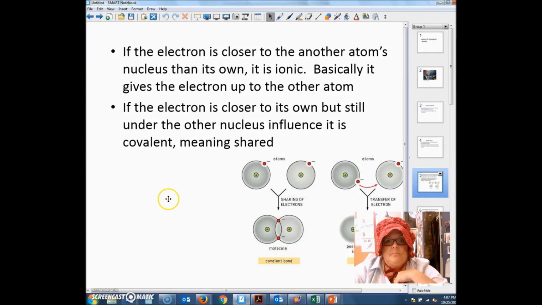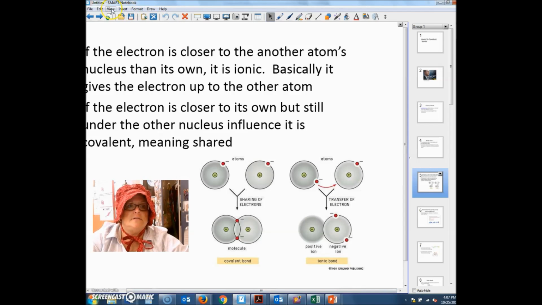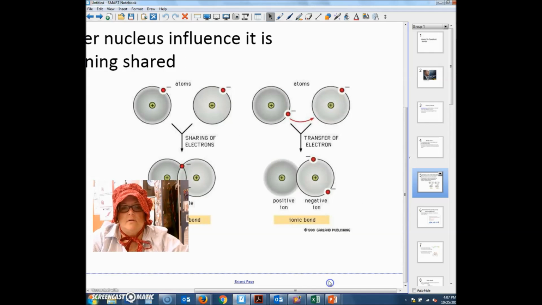All right, so here we go. Here's an example. If the electron is closer to another atom's nucleus than its own, it's ionic. Here's an ionic bond. You can see that the electron from the positive one has been transferred over here. So now we've got a positive ion and a negative ion with an extra electron. This is an ionic bond. The electron goes from one nucleus to the other.